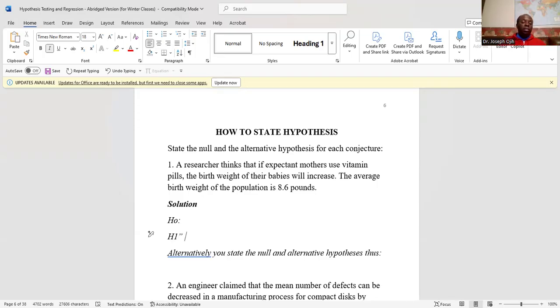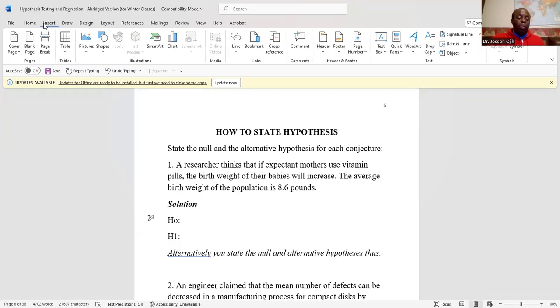So this researcher thinks that if expectant mothers use vitamin pills, the birth weight of the babies will increase, and we're told that the average birth weight is 8.6 pounds. Will increase means greater than. Now H0 represents the null hypothesis, H1 represents the alternative hypothesis. So increase means we're going to need greater than right here. We cannot use that in the null hypothesis.